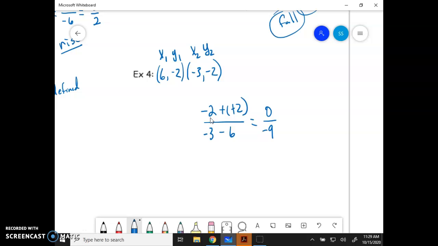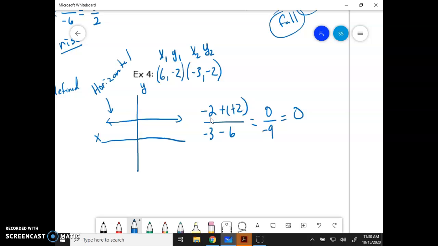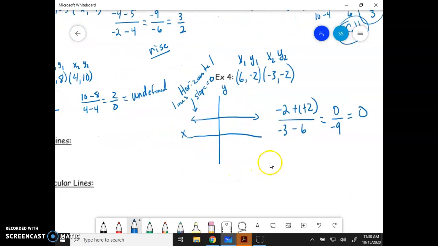Now we can't divide by 0, but we can do 0 divided by -9. That is just going to equal 0. And a slope of 0 is just that, just as it sounds. There just is no slope. Think about a slope like when you go skiing, right? It wouldn't be very fun to ski on flat ground. This would be a horizontal line. Horizontal lines have a slope of 0. Slope equals 0.